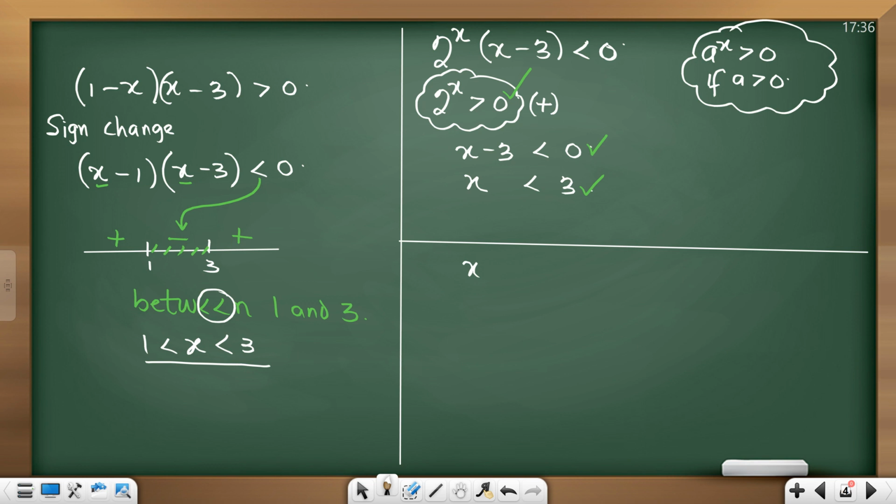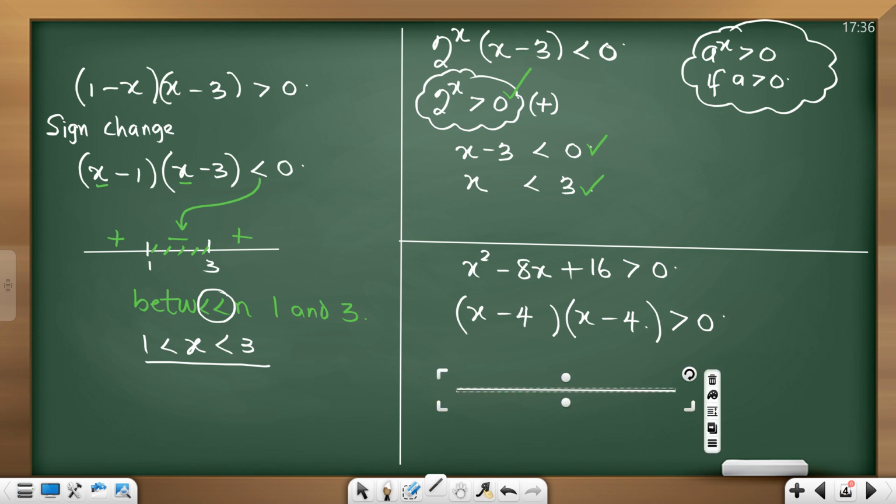One more. x squared minus 8x plus 16 is greater than 0. So what's so unique about this one? Open 2 brackets quickly. Greater than 0. Let's factorize. x minus 4, x minus 4. Ooh. My inequality has only one critical value. Once that happens, please take note. It is a positive here and it is a positive here.